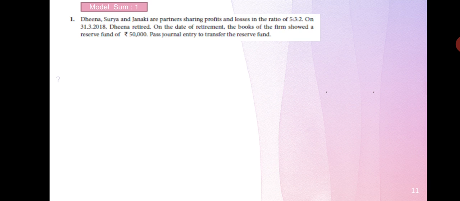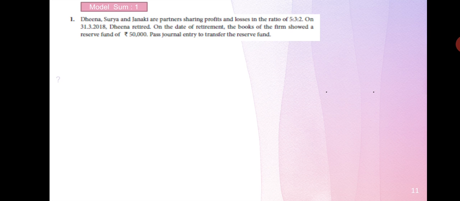A model sum I have taken. The names of the partners are Dina, Surya and Janaki. They share the profits and loss in the ratio of 5:3:2. That means this 5:3:2 is the old ratio. On 31/3/2018, Dina retired. On the date of retirement, the books of the firm showed a reserve fund of 50,000. Pass journal entry to transfer the reserve fund.